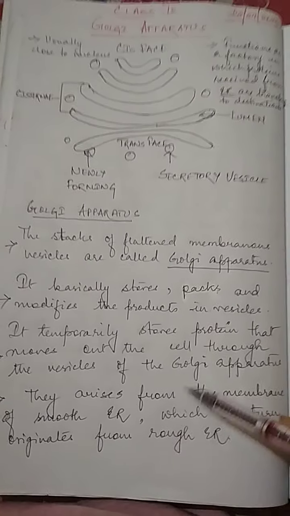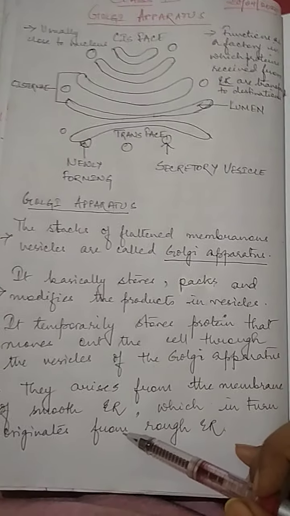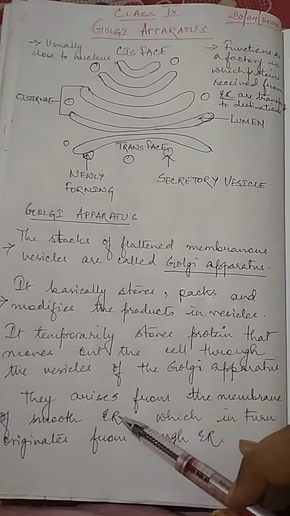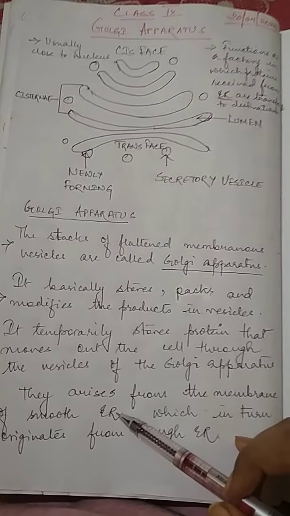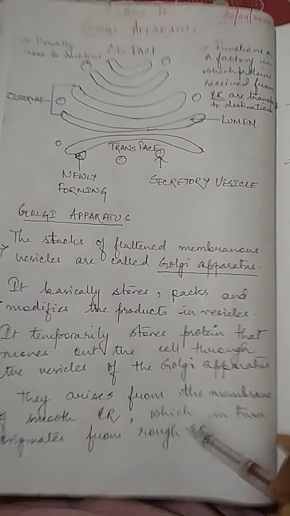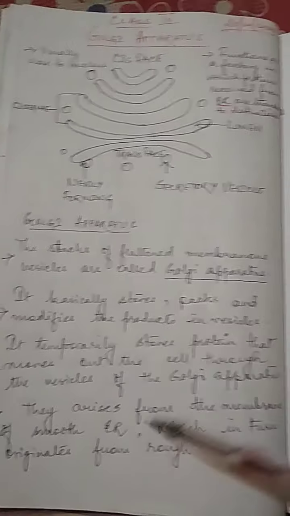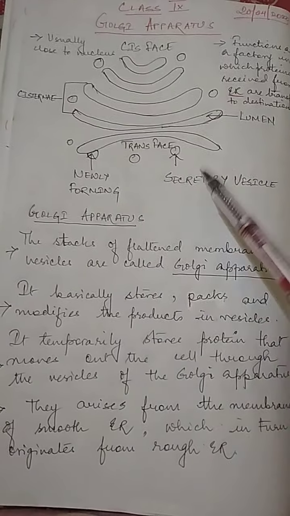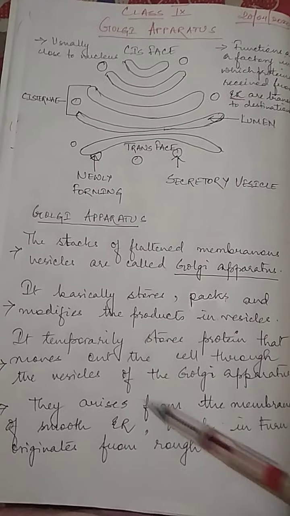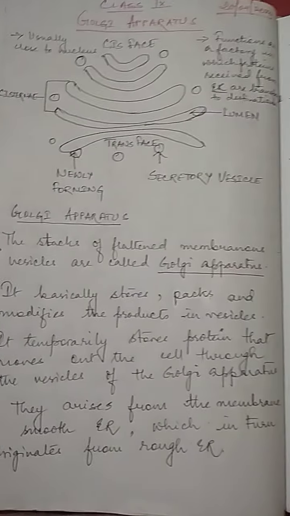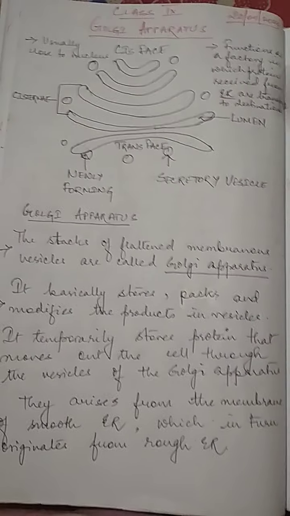There are two types of endoplasmic reticulum: smooth endoplasmic reticulum and rough endoplasmic reticulum. Smooth endoplasmic reticulum does not have ribosomes. Rough endoplasmic reticulum has ribosomes. So the Golgi apparatus arises from them, meaning both are interconnected, and whatever protein they get, they transfer it here, and from here it is transferred to the rest of the cell.